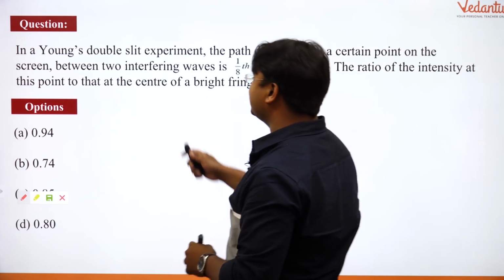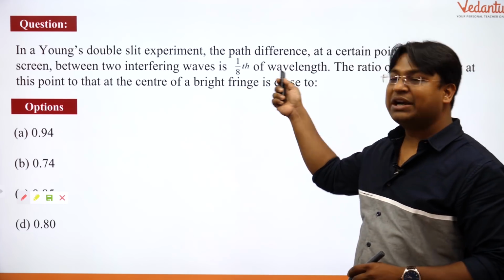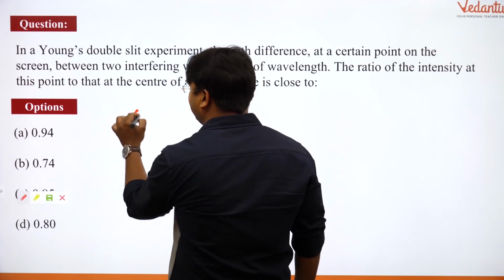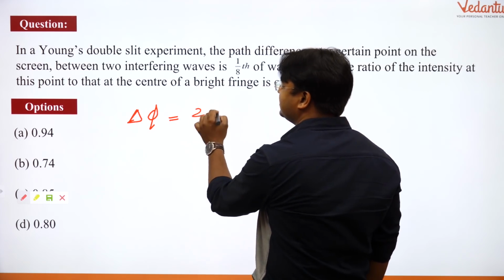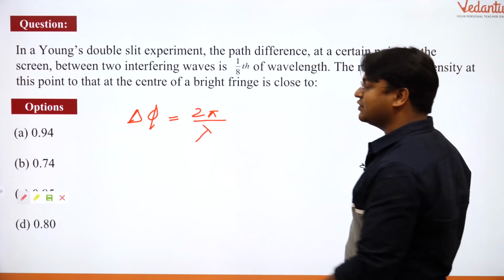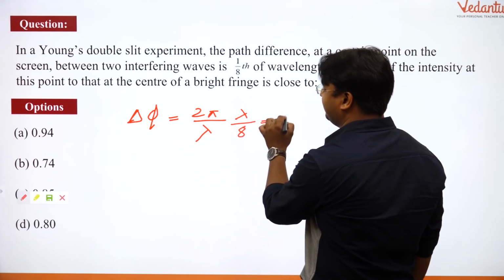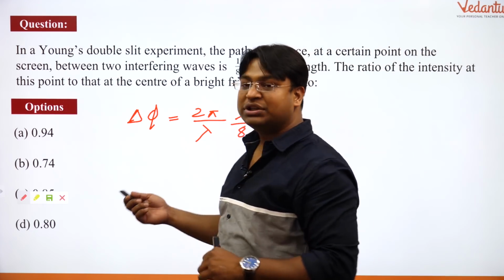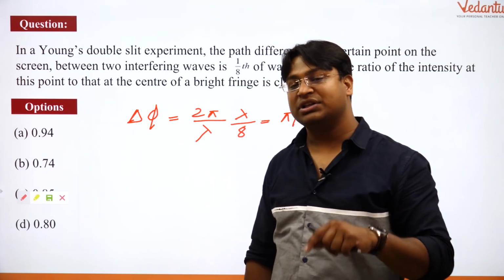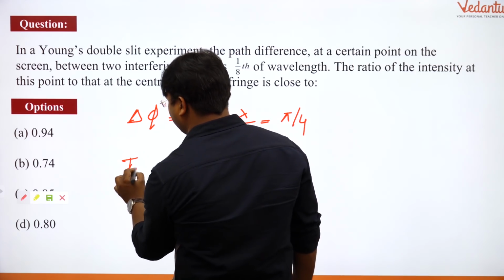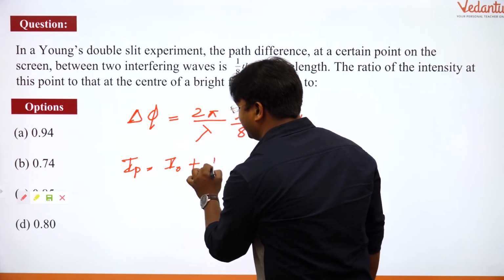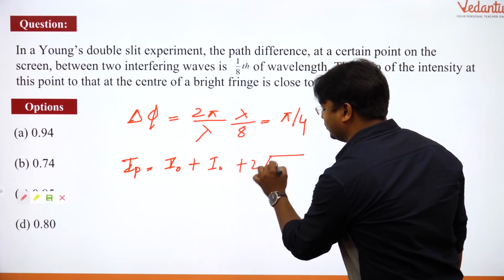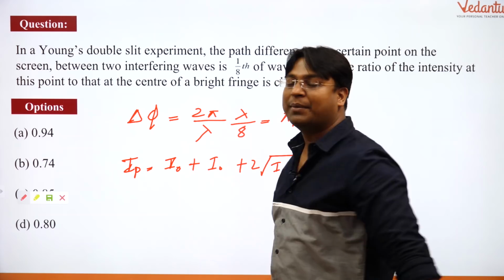Let's see how. The question clearly states that the path difference is 1/8 of wavelength. So if we are already aware of the path difference, we can readily find the phase difference. Phase difference is 2 pi by lambda, that is k, times the path difference, which is this. So it becomes pi by 4. Alright, so we are aware of the phase difference now. If both the slits are producing the same intensity on the screen, then the resultant intensity will be I naught plus I naught, where I naught is the intensity due to one slit, plus 2 times root I naught into I naught. I hope you recognize this expression.